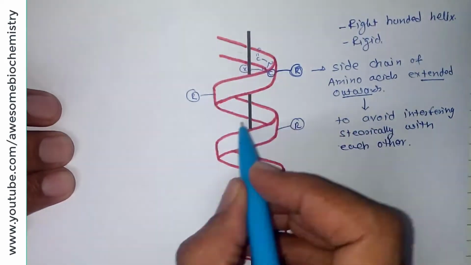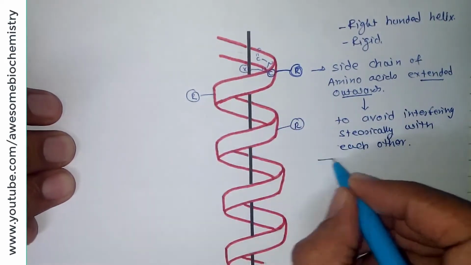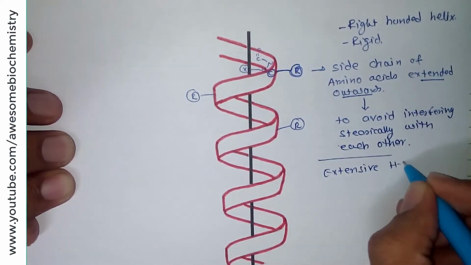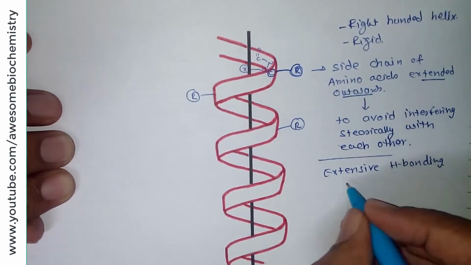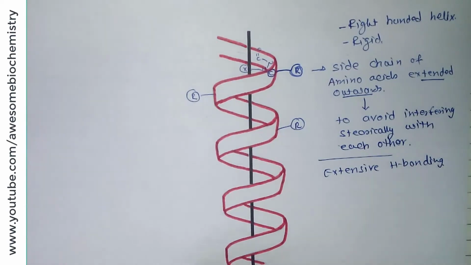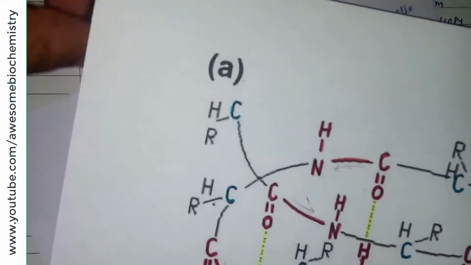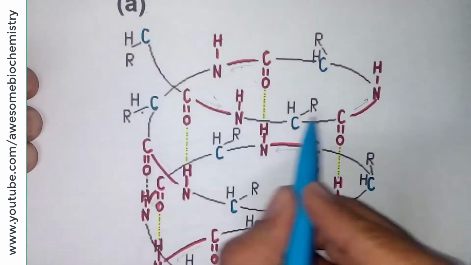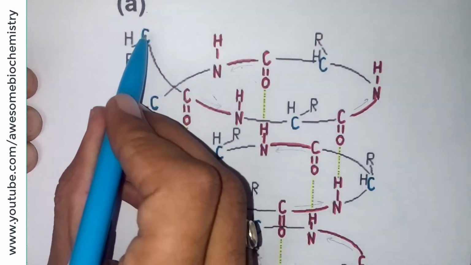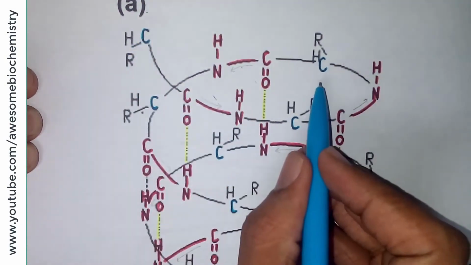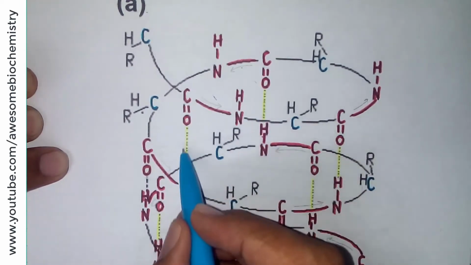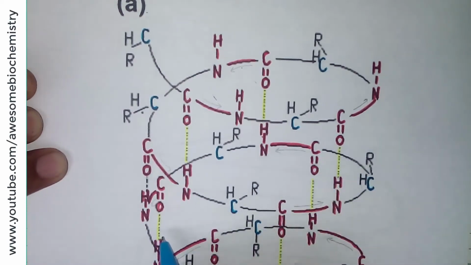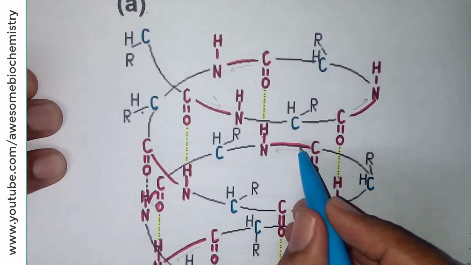Now, how is this helical structure possible? This helical structure is possible because of extensive hydrogen bonding. How does this hydrogen bonding formation take place? For that, I will take up a new diagram. This is the same structure as the ribbon structure, but here I have shown you all the atoms inside. As you can see, these dotted lines, which I highlighted in yellow, are all hydrogen bonds. So, there is extensive hydrogen bonding.